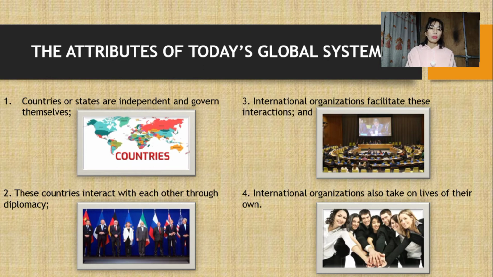So the attributes of today's global system are composed of these four, as you can see on the screen. The first is there are countries or states that are independent and govern themselves. Second, these countries interact with each other through diplomacy. Third, there are international organizations like the UN that facilitate these interactions. And the fourth is beyond facilitating meetings between states, international organizations take on lives of their own.